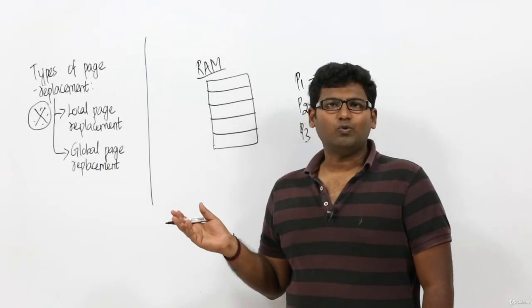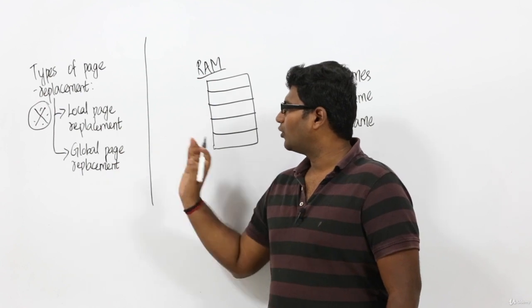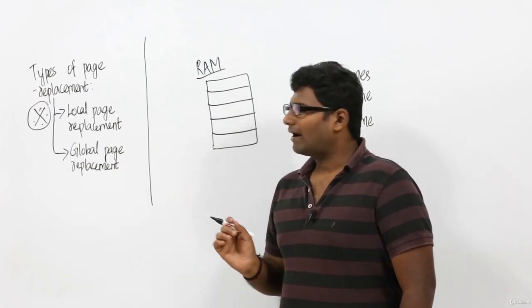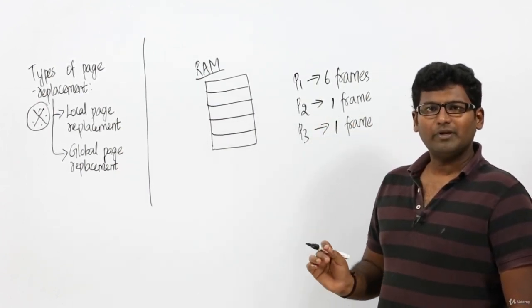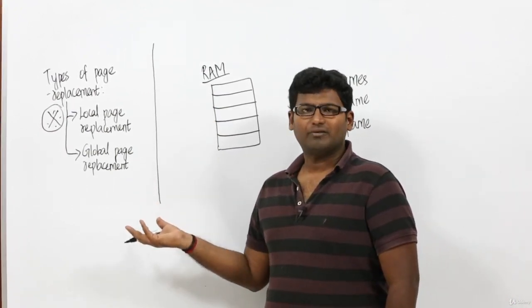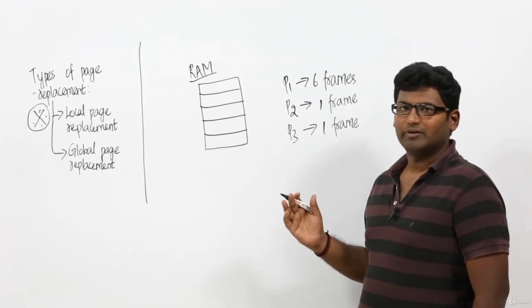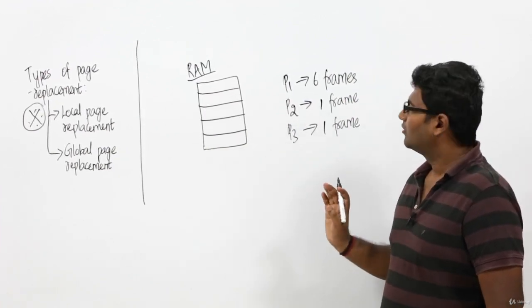So far we have seen two types of page replacement, right? One is local page replacement and another one is global page replacement. And I told that local page replacement is mostly used today and global page replacement is never preferred. Why? Let's see this. Why local page replacement is mostly preferred, that's what we are going to see in this video.